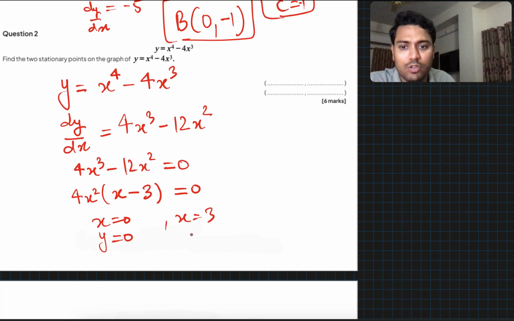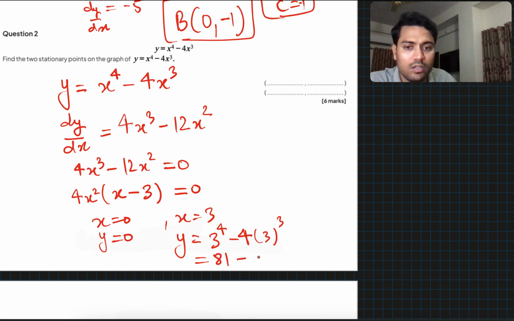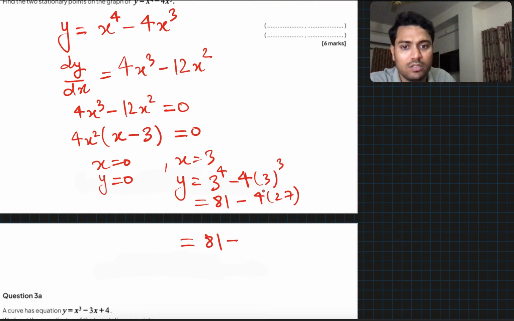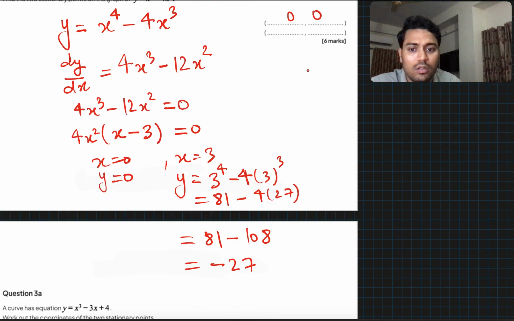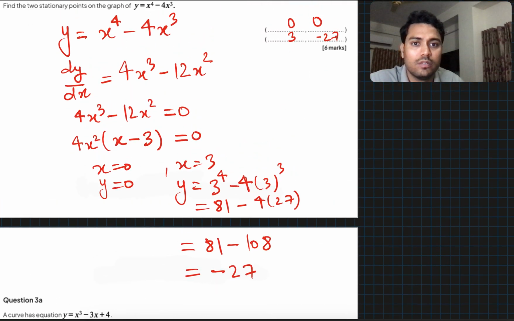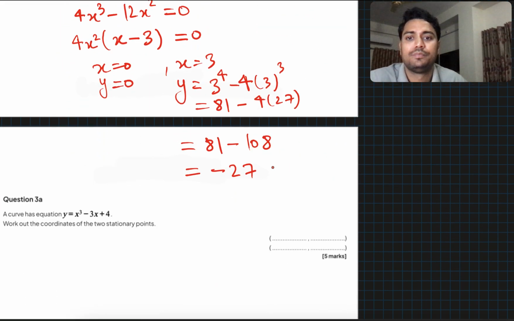And at x equals 3, we have to calculate y. So y will be 3 raised to 4 minus 4 times 3 cubed. So this is 81 minus 4 times 27. We have to do that manually. 4 times 27 is 108. So 81 minus 108 is minus 27. So the stationary points are 0, 0 and 3 comma negative 27. So that's the answer.